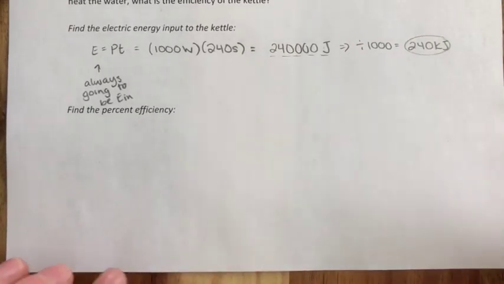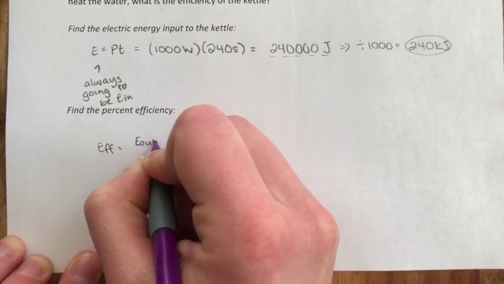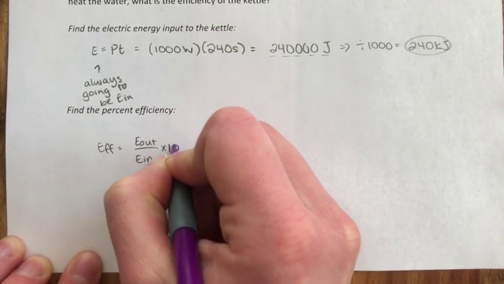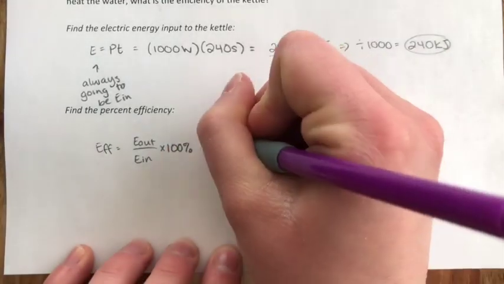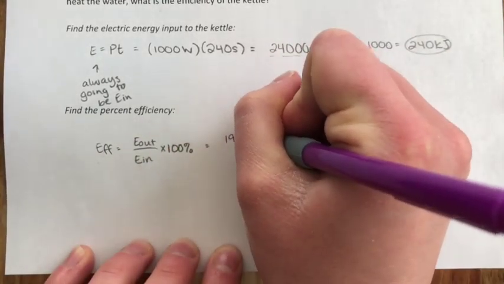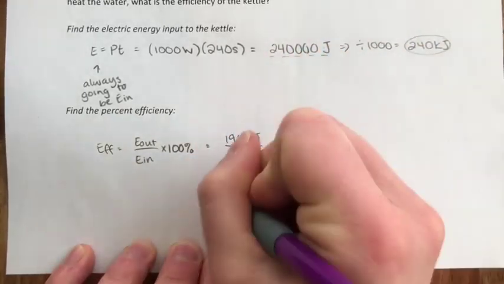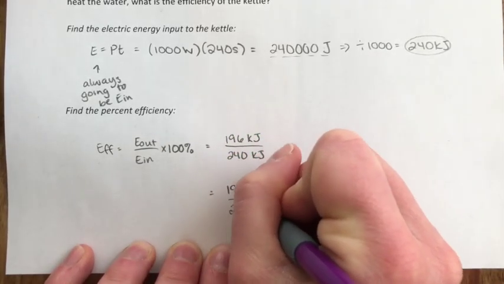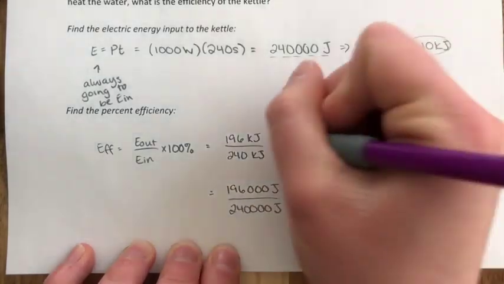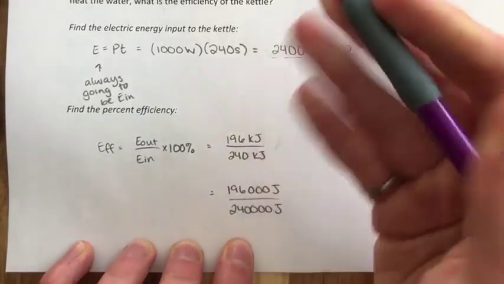So to find the percent efficiency, we're going to go efficiency is equal to energy out divided by energy in times 100%. Formulas will always be given to you, so you don't need to worry about memorizing them. And my energy out is 196 kilojoules. My energy in was 240 kilojoules. Now this would be the same as if I used both of these numbers with joules instead. So either way you do this calculation, you're going to get the exact same number. Oops, still need to multiply both of them by 100.